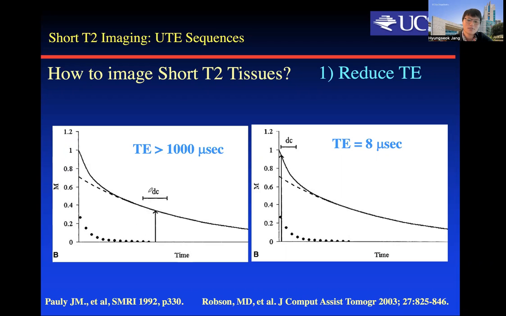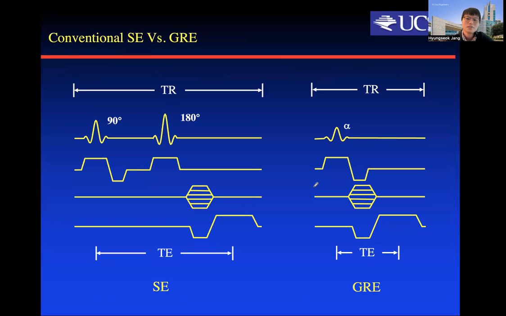At the conventional echo time, which is a few milliseconds in the gradient echo, the short component signal has already decayed to near zero. So there's not much signal remaining for the short T2 tissues, and only long T2 signal remains. So basically, by significantly shortening the echo time, for example to 8 microseconds, you can still get this short T2 component in the image. So this is the idea of UTE imaging.